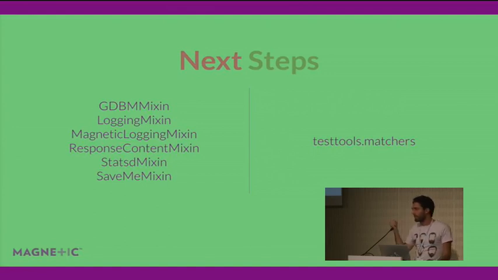We have this response content mix-in, which I mentioned, which has these content assertions. Something has content, doesn't have content, has content that looks a certain way. We use StatsD with Datadog. StatsD is like, you send it metrics and it basically puts a nice UI on top of that and shows you graphs and things like that. So you want to make assertions about a metric having been incremented, all those sorts of things.